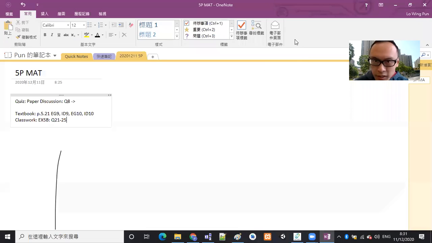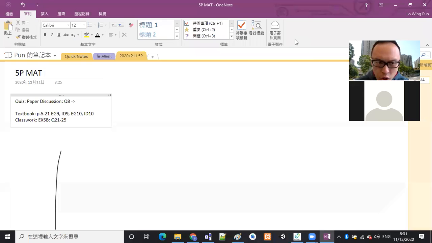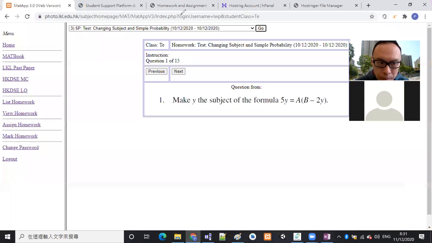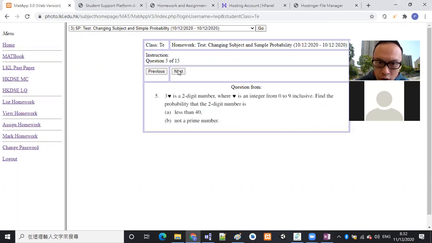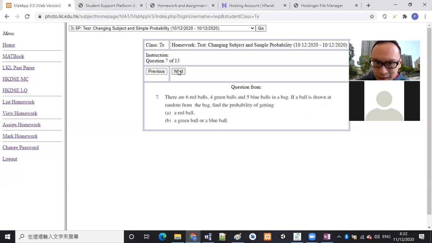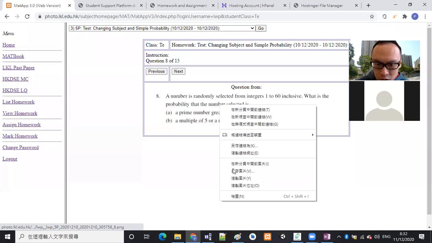Okay, so let's start our lesson. In the first lesson today, I would like to talk about the quiz questions we did yesterday. So you may go back to the Math app or the PDF file I sent you yesterday to read the question. We have already talked about question number 1 to number 7 yesterday, so let's start from question number 8 today.